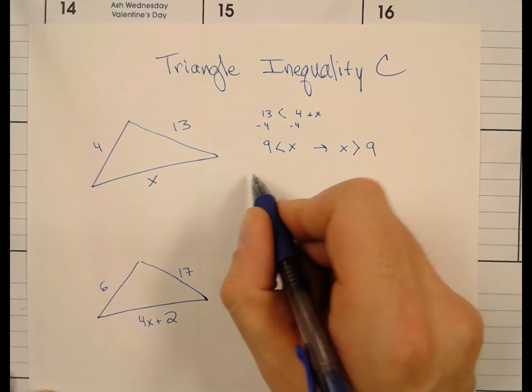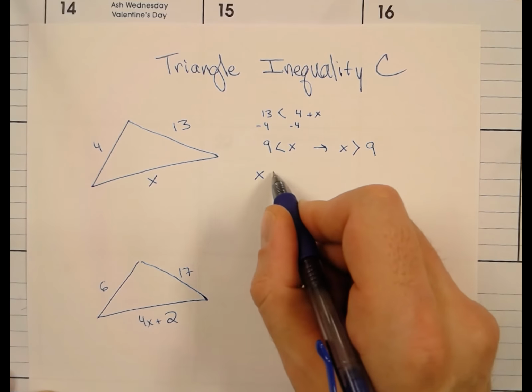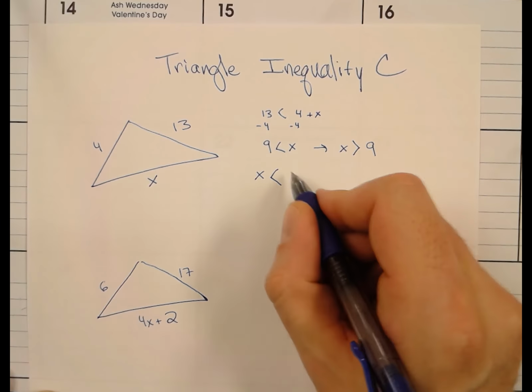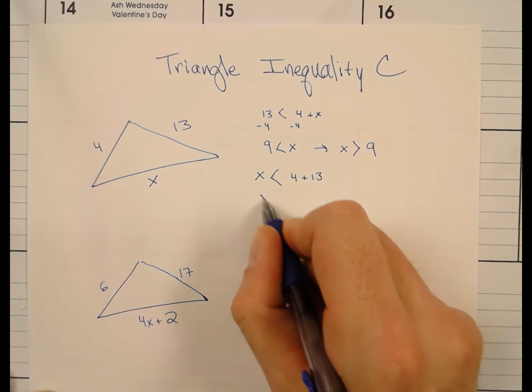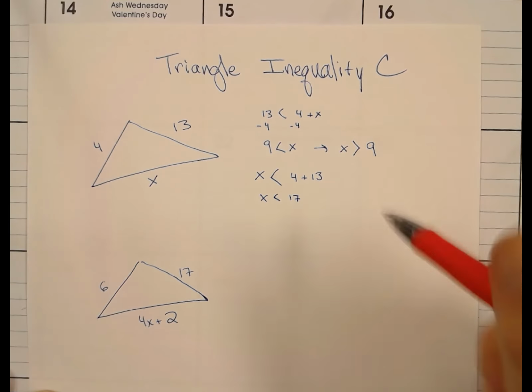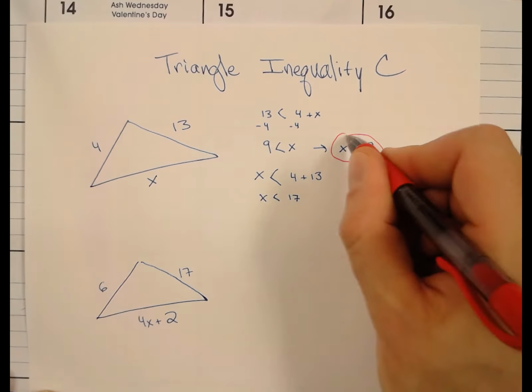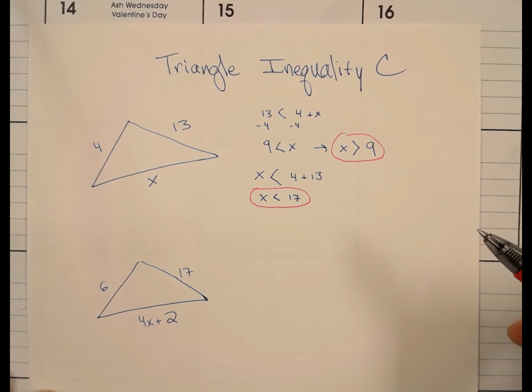But we also have to consider, well, what if x is the longest side? If x is the longest side, that would have to be less than the other two sides added together. So I get x is less than 17. So I kind of have two inequalities here, and the answer is the region where they're both true.